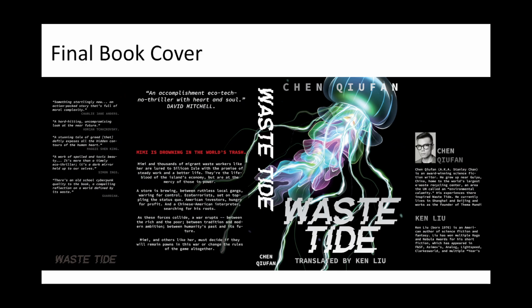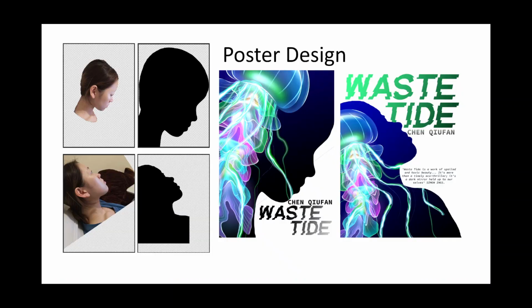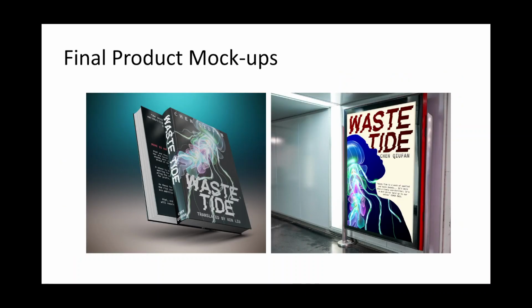And for the poster, I wanted to use my other initial sketch and merge a human silhouette with the jellyfish, further enhancing the connection between the protagonist and the jellyfish. The shape of the jellyfish also looks like her brain and spine, implying the plot where she's being manipulated by something else. And lastly, this is the final design.